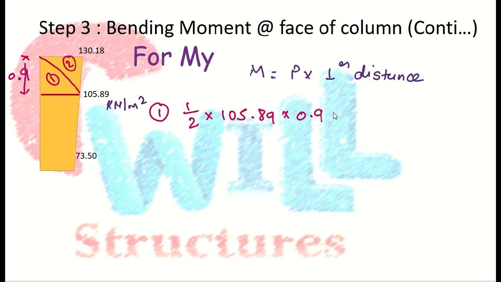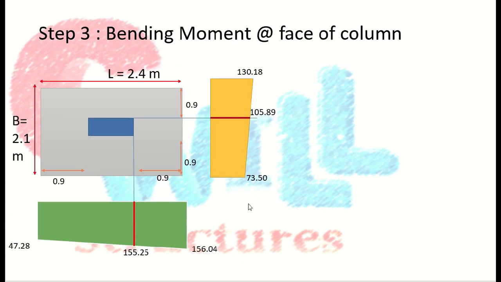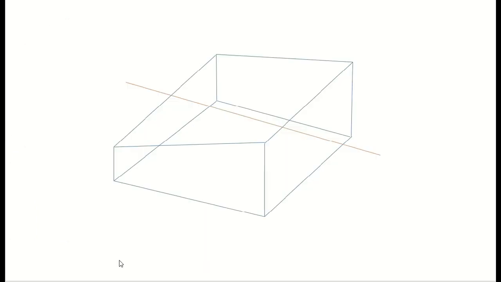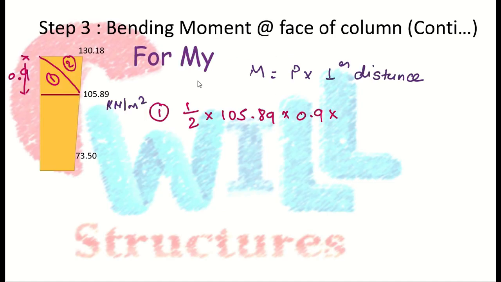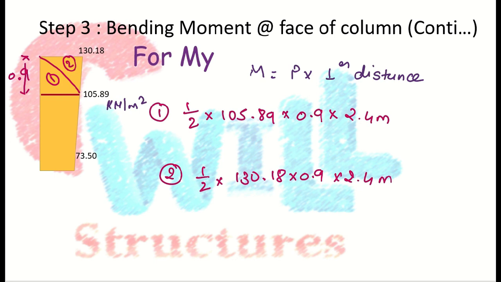And we have to also multiply the other distance, and for the lateral direction, my other distance is 2.4 meter. Let's see this here. Here this distance is 2.4 meter. We just have to multiply here. Area for the second triangle is 1 by 2, the ordinate is 130.18 multiplied by 0.9. Again, we have to multiply 2.4. And here is the area of these two different triangles.